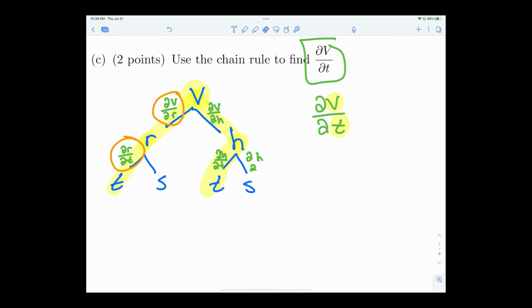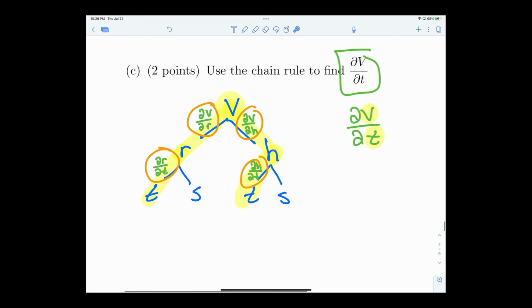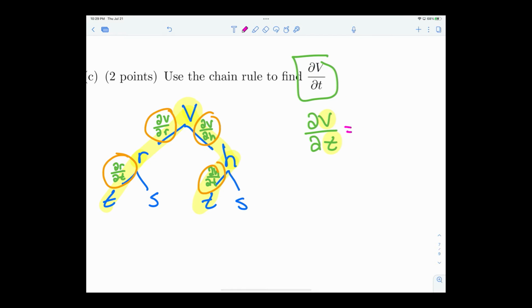Same thing over here. We don't want this one that has an S. Just this one and this one. So when you go from V to R, that's a dV/dr. And then when you go from R to T, that's a dr/dt.